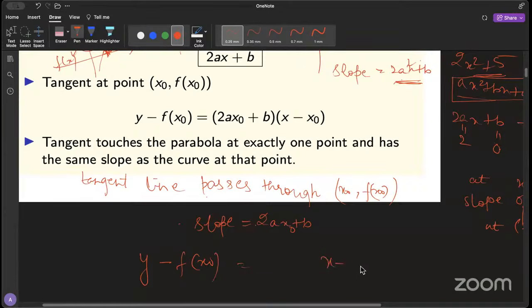Then x minus x coordinate of the point given, which is x naught. And then the slope here, right? 2ax naught plus b.